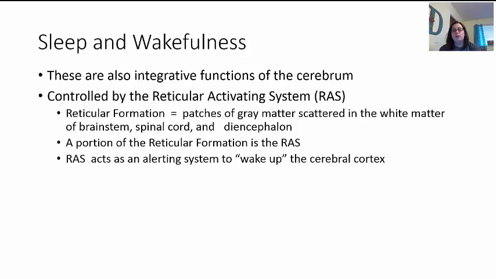The reticular formation is patches of gray matter, which means cell bodies scattered in the white matter of the brainstem, spinal cord, and diencephalon. The portion of the reticular formation known as the RAS is going to be your alerting system to wake up. So in the morning, whenever your alarm goes off and you hear that, it's going to activate the RAS to get you to start waking up.